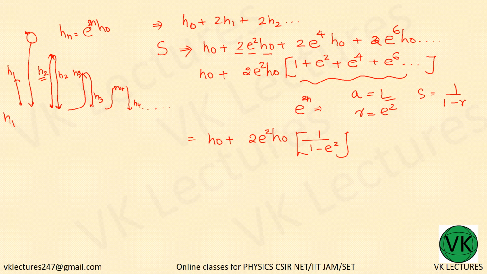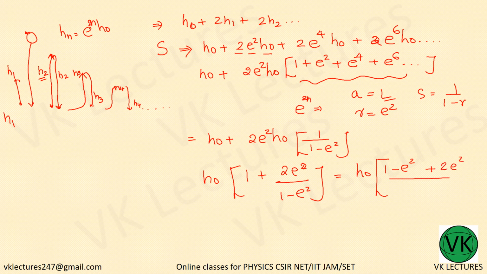Again what you can do here is take h0 as common: 1 plus 2e square divided by 1 minus e square. This will be h0 into 1 minus e square, here you write, plus 2e square divided by 1 minus e square. Now the last step, 1 minus e square, and so this will be 1 plus e square divided by 1 minus e square. This is the total distance.